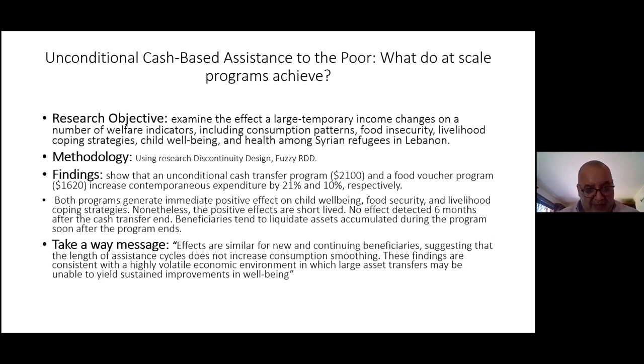So the takeaway message, and I'm quoting here, effects are similar for new and continuing beneficiaries, suggesting that the length of assistance cycle does not increase consumption smoothing. These findings are consistent with the highly volatile economic environment in which the large asset transfer may be unable to yield sustained improvements in well-being.